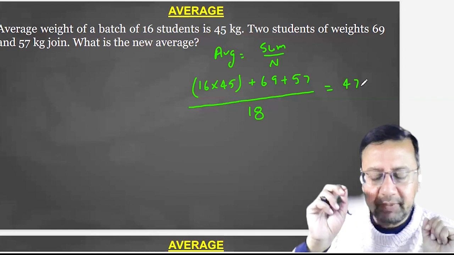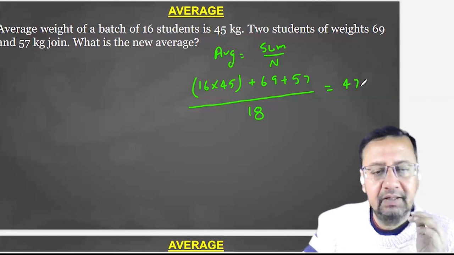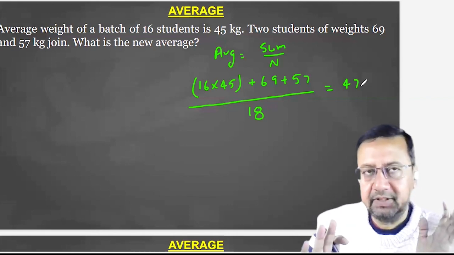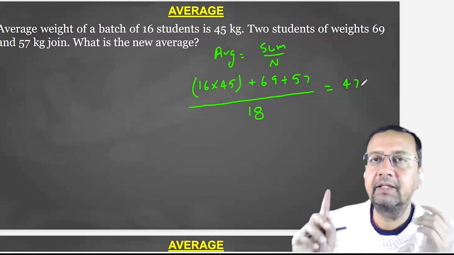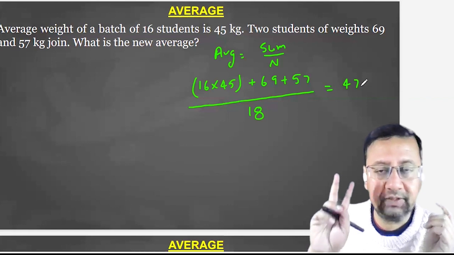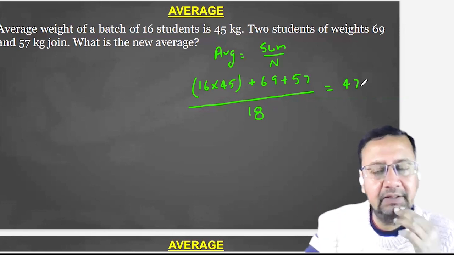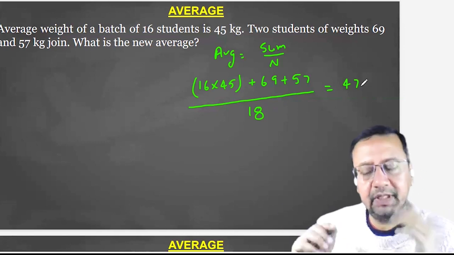Now, if I'm saying two students are added to the group and their weights are also 45 kg each, right? So will there be any change in the average? No, sir. I'm saying the average weight of 16 students is 45 kg, and two new students are added to the group, and their individual weight is 45 kg. So, will there be any change in the average of the class? Ideally not, because the average that is being added is exactly the same as the average. So, there should be no change, right?